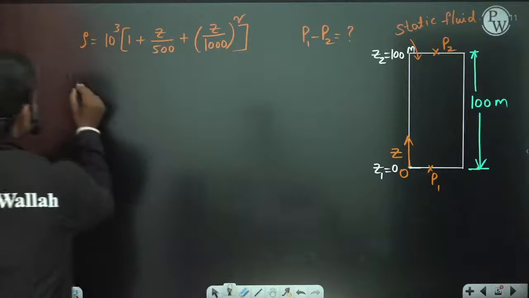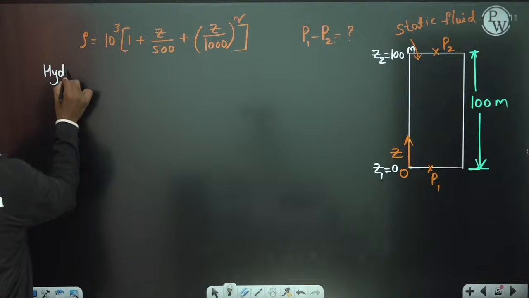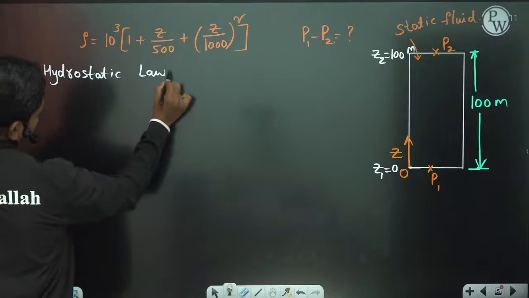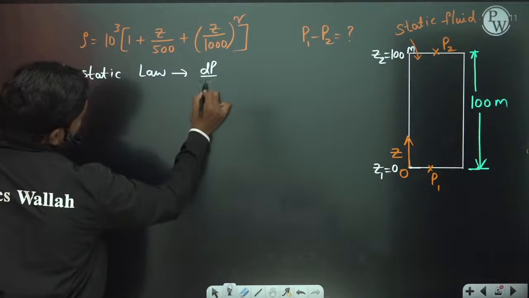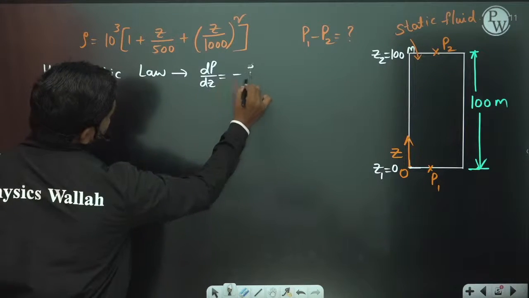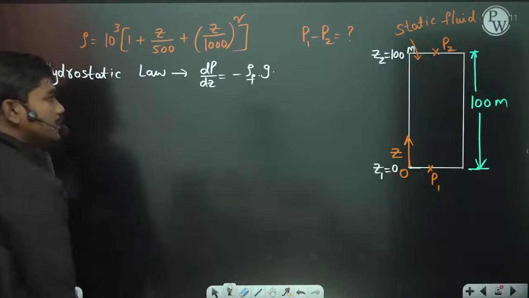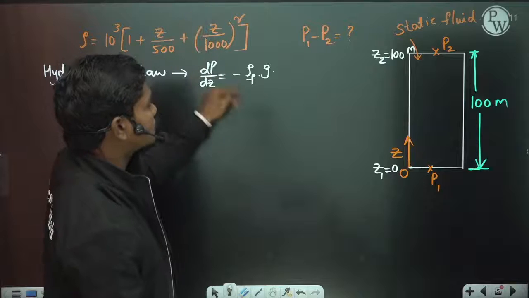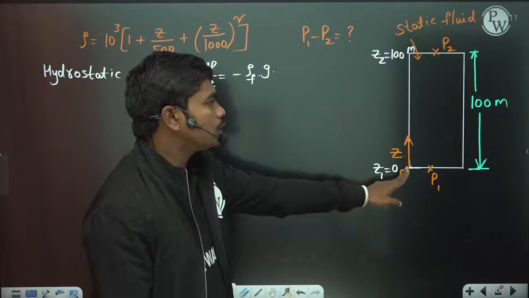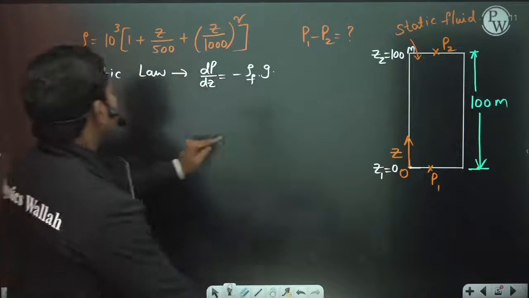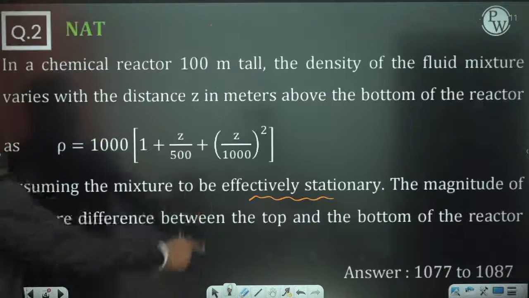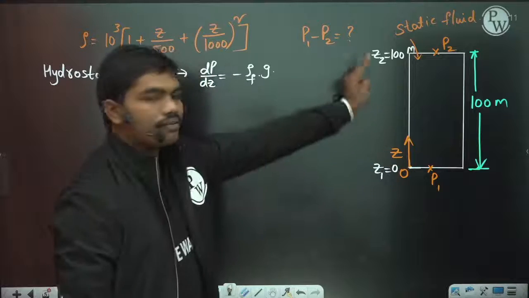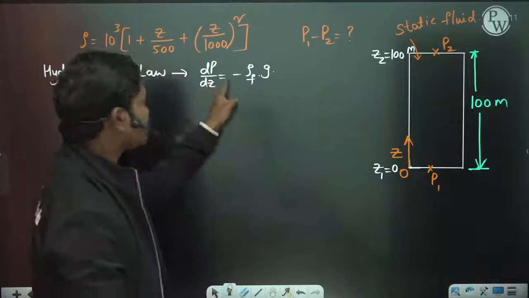So we know the hydrostatic law tells you that dP by dz is equal to minus density of the fluid times gravity. Correct? This is what we have. The minus is because as z increases in the upward direction, the pressure will keep on decreasing. Here we have taken z in the upward direction, because in this equation it is told that z is in meters above the bottom of the reactor. So that's the reference. Since z is taken in the positive direction, this minus sign remains as it is.